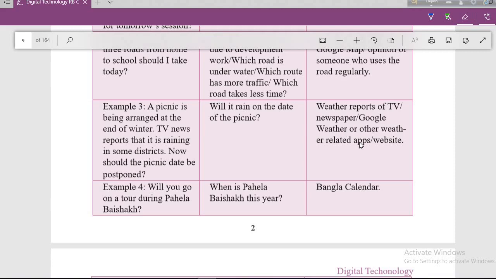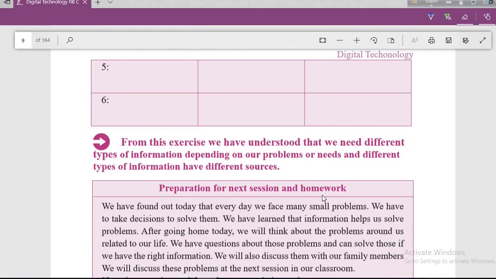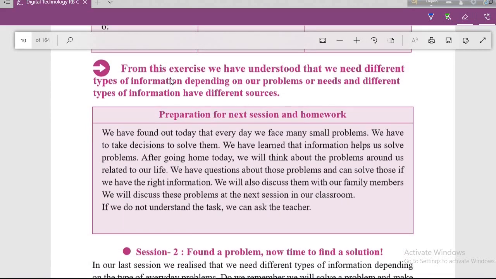Example 4. Will you go on a tour during Pohela Boishakh? When is Pohela Boishakh this year? Source of information. We can collect it from the Bangla calendar. From this exercise, we have understood that we need different types of information depending on our problems or needs, and different types of information have different sources.